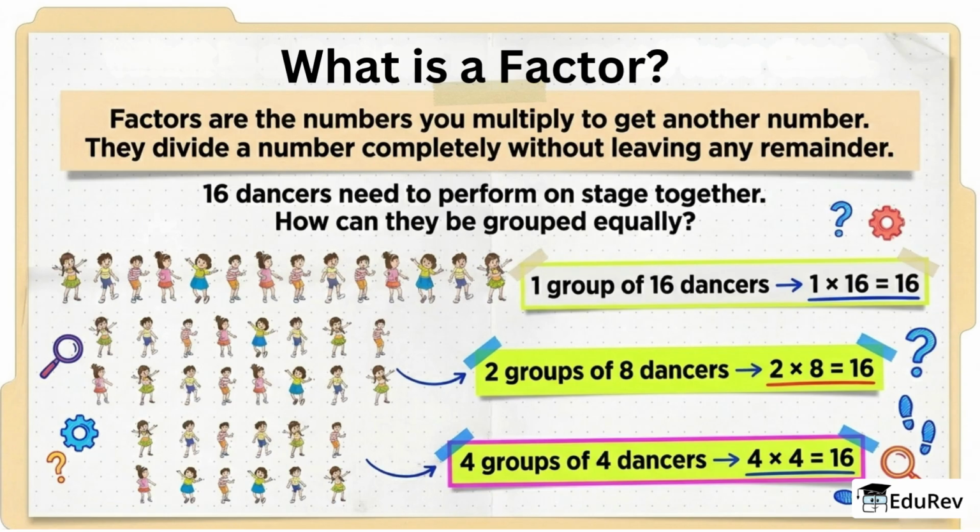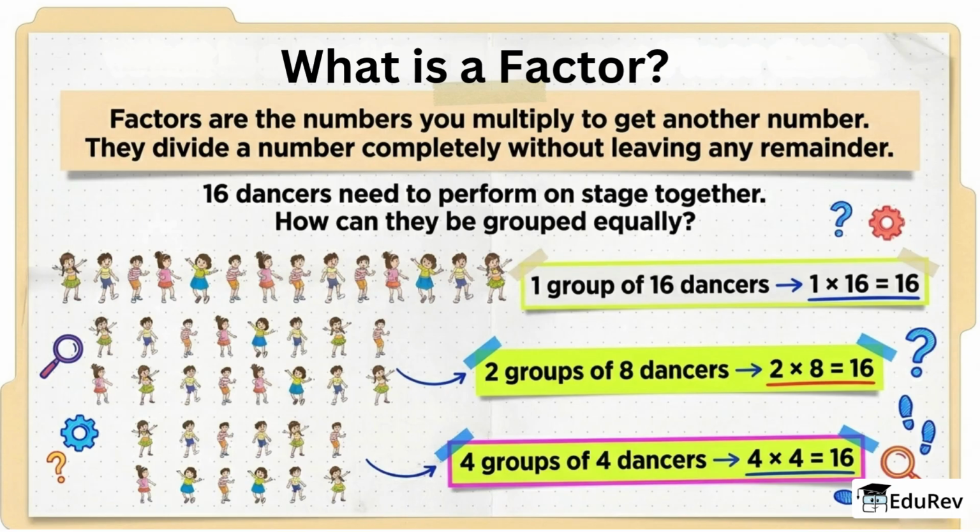What is a factor? Simply put, factors are the numbers you multiply to get another number. They divide a number completely without leaving any remainder. Imagine we have 16 dancers who need to perform on stage together. How can they be grouped equally?